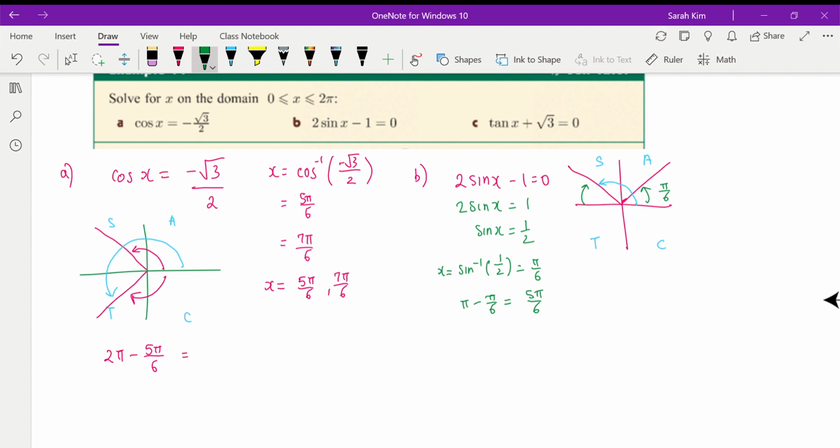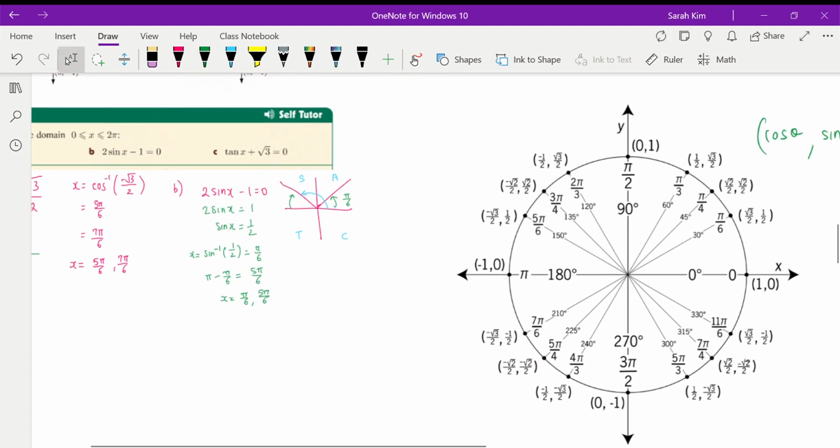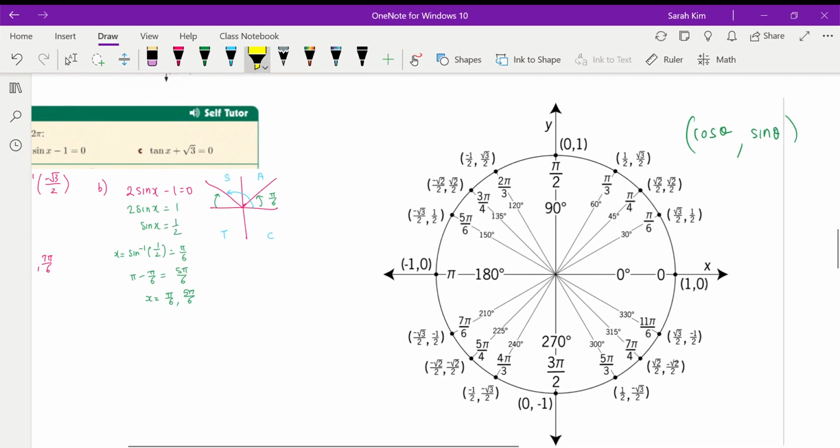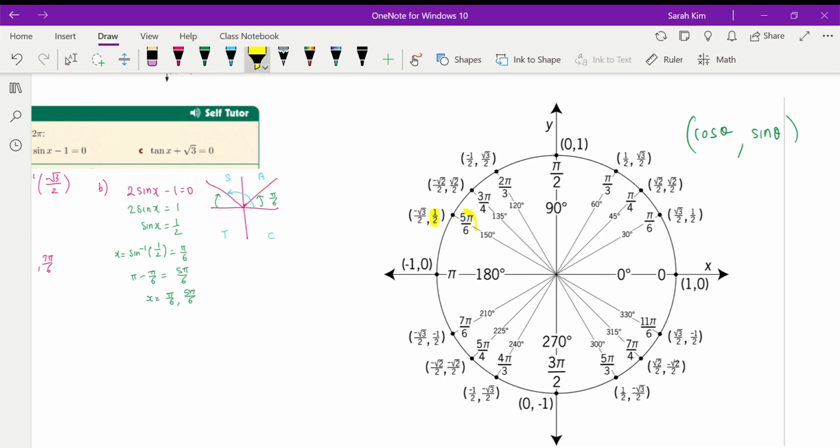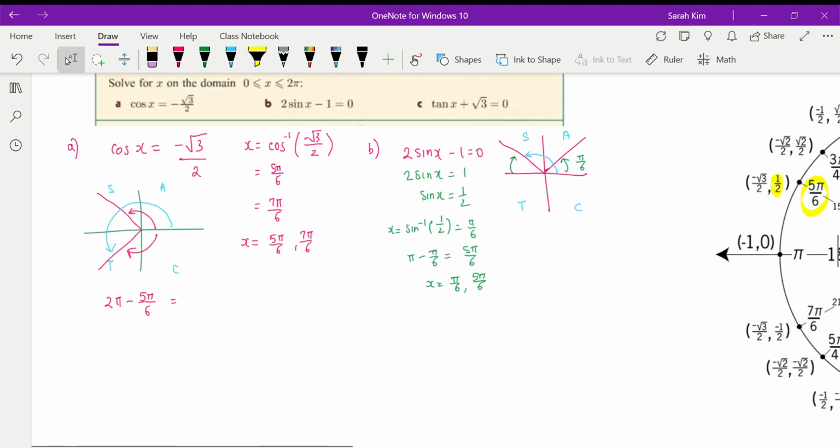So let's double check that my answer is correct for this one. So x is pi over 6 and 5 pi over 6. Okay, so my answer was a half. So my y coordinate was a half is what I'm looking for. 5 pi over 6, which is the first answer, and then over here, pi over 6. So those are the correct answers, and I can see that straight away.